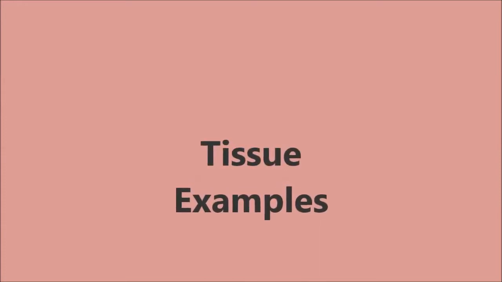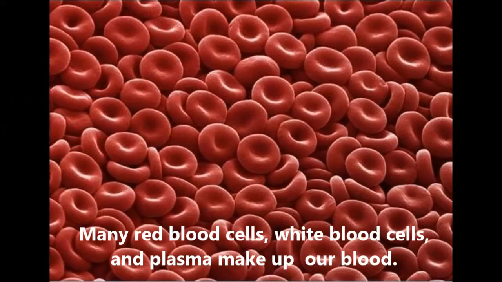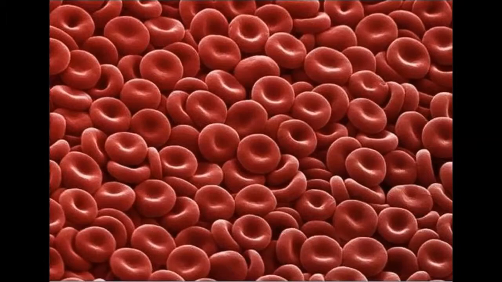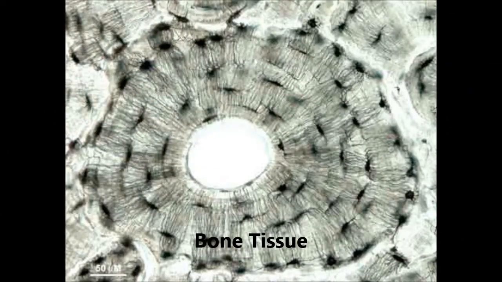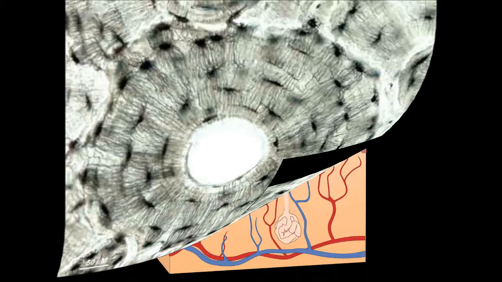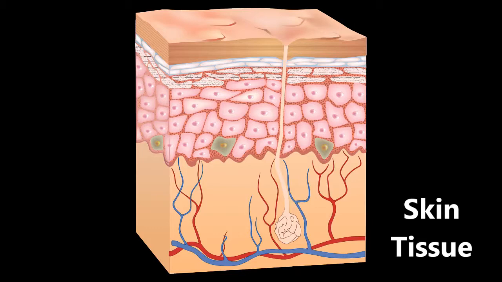So now we're going to look at some tissue examples. In the blood, there's red blood cells and white blood cells and other particles flowing around, but until it actually comes out into the air that we see it, it's just called blood tissue. And then there's muscle tissue. There is bone tissue. You see the many cells coming together. And then there's skin tissue, and you'll see all the different components of the skin tissue.